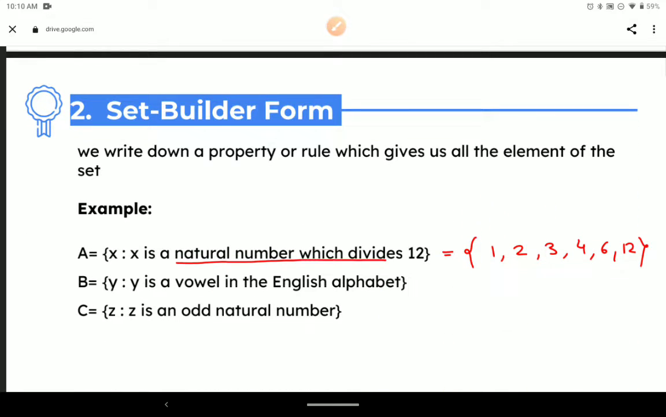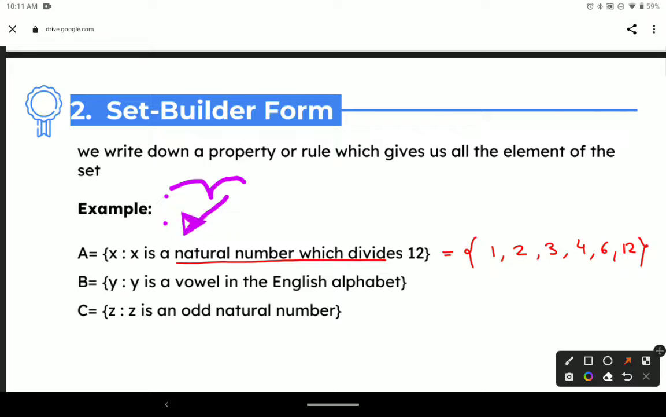Second is set builder form. Here we write down a property or rule which gives us all the elements of the set. This is a property which describes the set, and using this property we can write the roster form. For example, here this colon, which is called "such that", is used a lot in mathematics, especially in sets. You can use this slash also, not only this one or that one, but both.